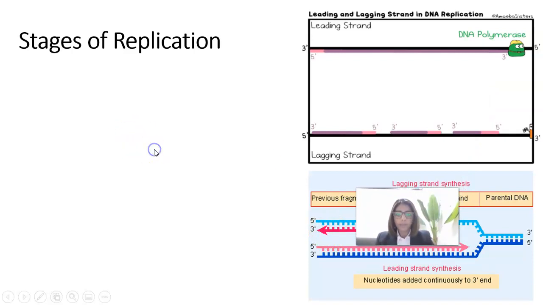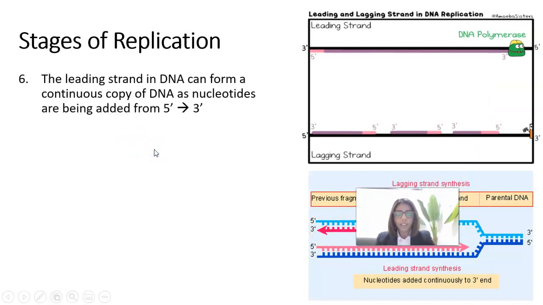Now, in the animation we looked at, we noticed that you have this nice smooth line going from 5' to 3' in the copy direction. So this is the leading strand. On the other strand, the lagging strand, the information was being copied, but it was being copied backwards.